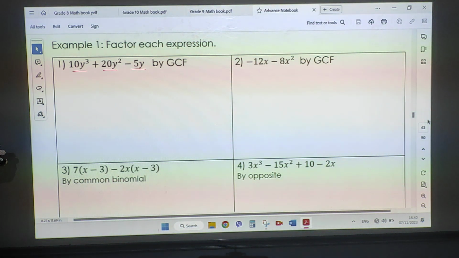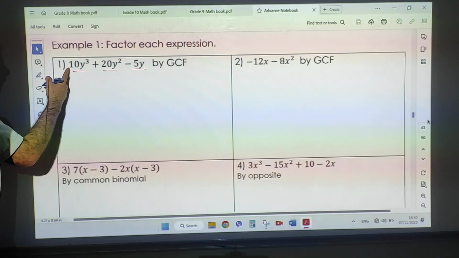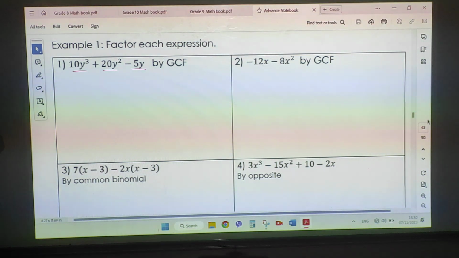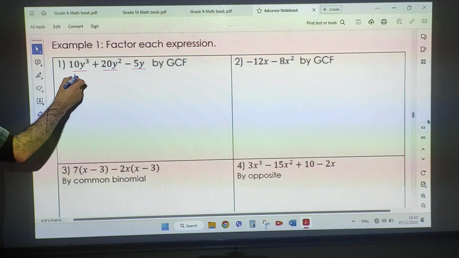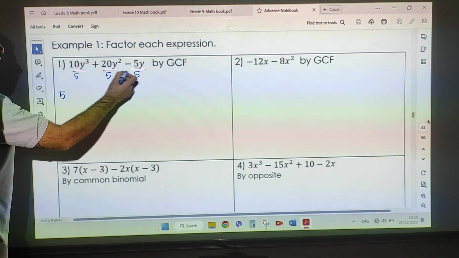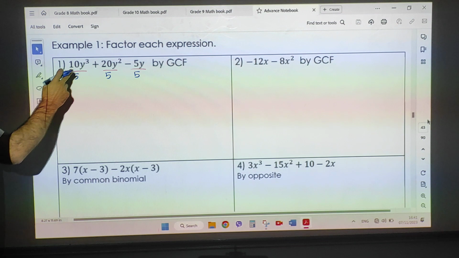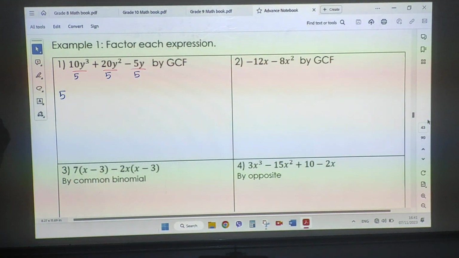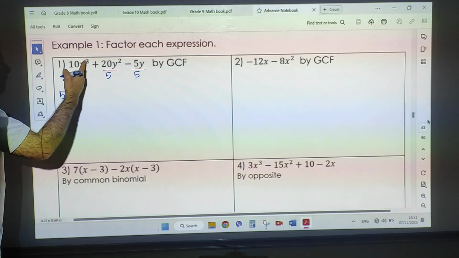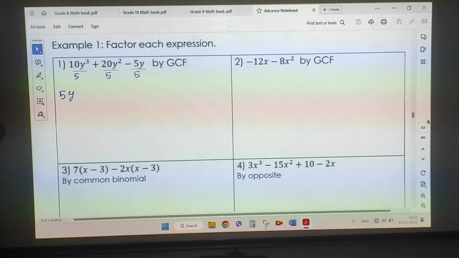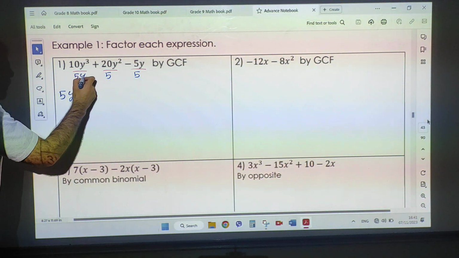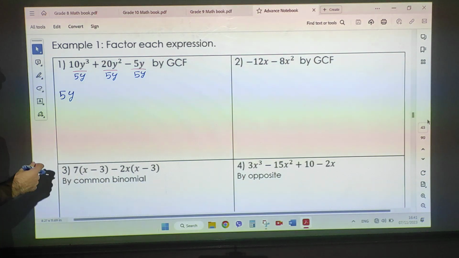So these numbers can all be divided by 5. Yes, possible, and there is no other greater number which all of them can be divided by. So we divide all of them by 5. For the letters, do we have the same letter? Yes, in all three terms we have y. We take y with the smallest power: y power 3, y power 2, y power 1, so we take the smallest power. For the numbers we take the greatest, and for the letter we take the smallest power. So we divide each term by 5y.